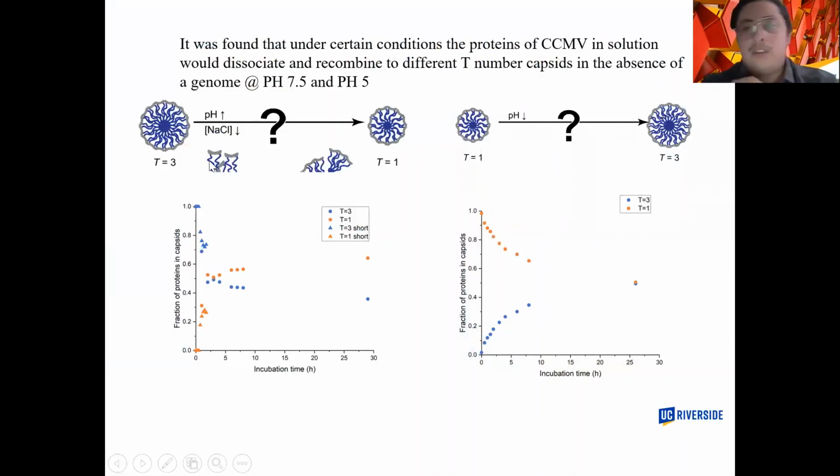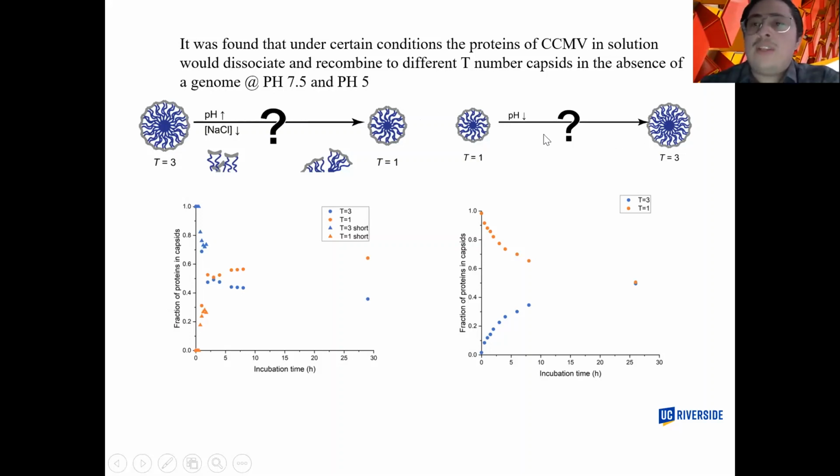So it was found that under certain conditions, CCMV, or Cowpea Chlorotic Mottle Virus, would dissociate in a solution and recombine into capsids of different T numbers in the absence of a genome. So we look at this figure here. If you have T equals 3 protein capsids at pH 7, and you were to increase the pH to 7.5, the proteins would dissociate and then recombine into T equals 1 in the presence of elastin, a polymer. And then if you were to decrease the pH back down to 5, that T equals 1 capsid would dissociate and recombine into T equals 3.